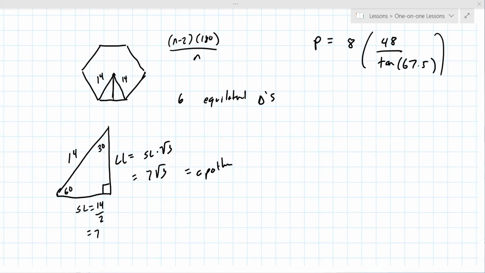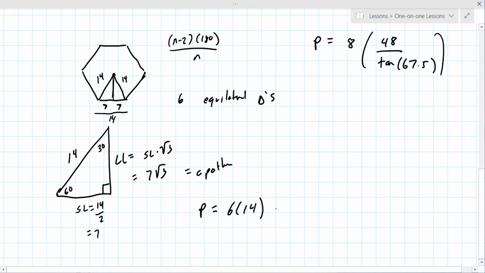So again, I'm not really sure how much of that you're supposed to show, but we know that the apothem is 7 square root 3. The perimeter though, like this little piece is 7, and so this little piece over here is 7. So one side length is 14 and there's 6 of them. So the perimeter is 6 times 14, which is 84.